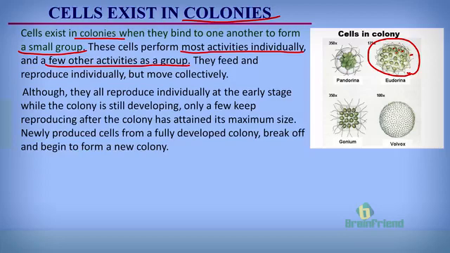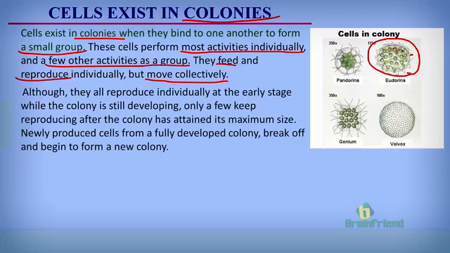So cells in a colony feed and reproduce as individuals. They don't need to feed and reproduce as a group, but they move collectively. Because they are in a group, you can't have one cell moving to the south, and another moving to the north, and another to the east. They have to move collectively, so they do that together.